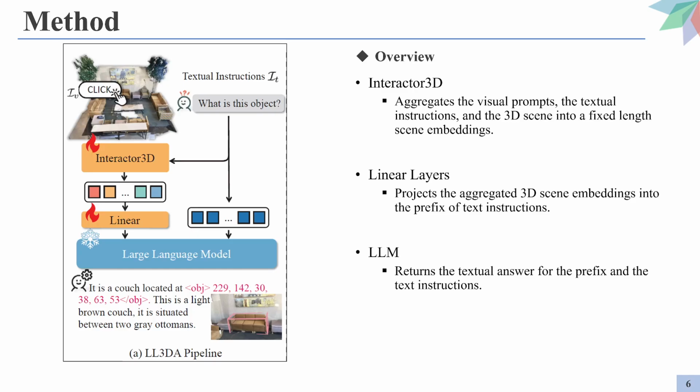Here we look at the overall pipeline of their method. It consists of three main modules: an Interactor3D, a linear layer, and the LLM. The Interactor3D takes the visual prompts, textual instructions, and point cloud and combines them into a fixed-length scene embedding. The linear layer then projects this embedding into a prefix that is attached to the front of the text instruction. Finally, this prefix, along with the instruction itself, is fed into the LLM to generate the response.